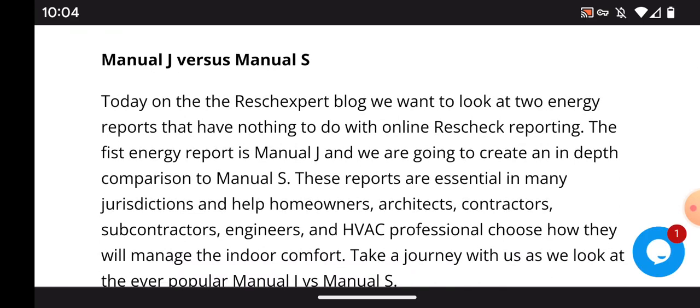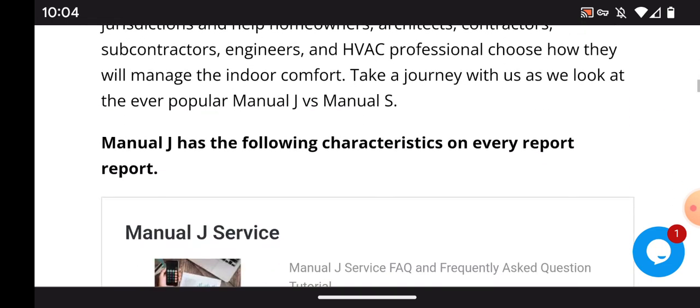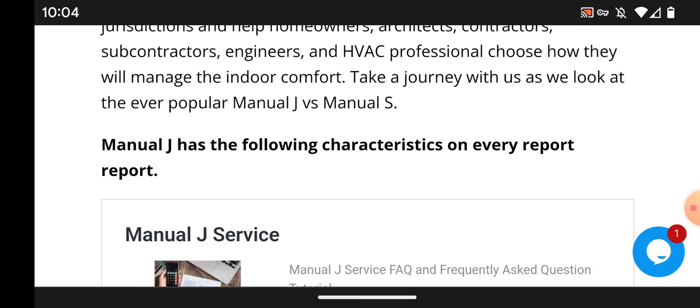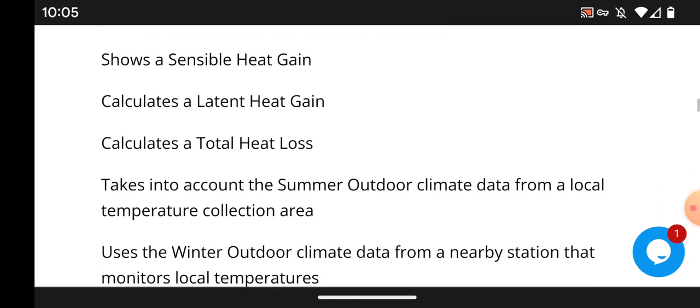Today on the ResChexpert blog, we want to look at two energy reports that have nothing to do with ResCheck reporting. The first energy report is Manual J, and we are going to create an in-depth comparison to Manual S. These reports are essential in many jurisdictions and help homeowners, architects, contractors, subcontractors, engineers, and HVAC professionals choose how they will manage indoor comfort. Take a look with us as we look at the ever-popular Manual J versus Manual S.